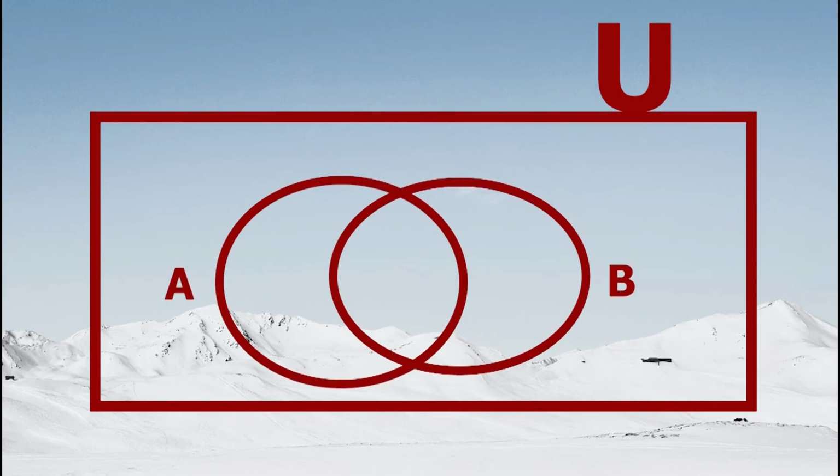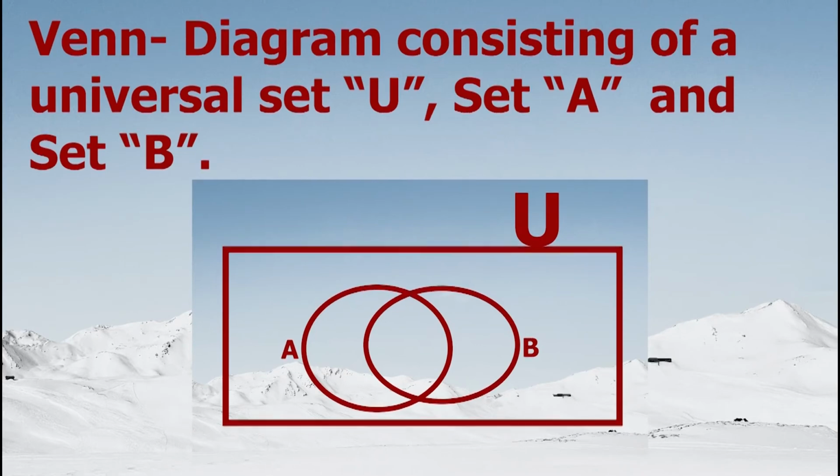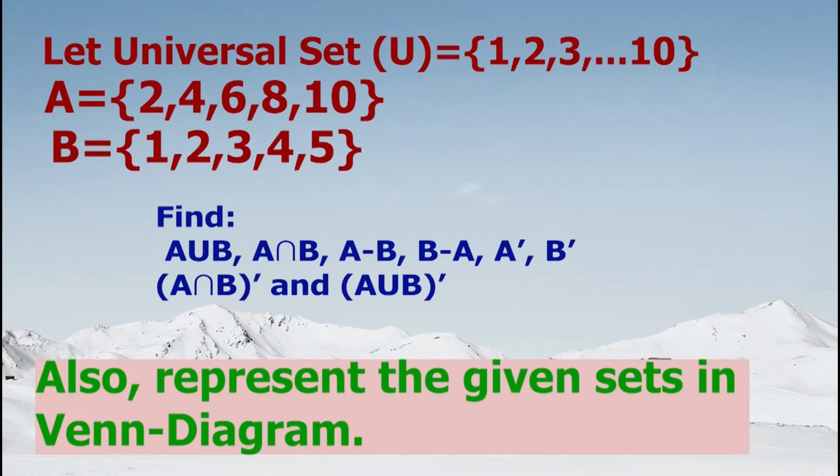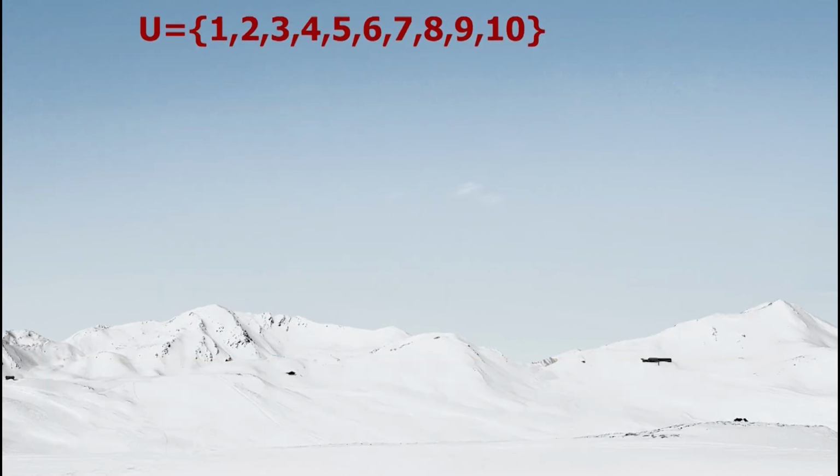Here we go. Here is a Venn diagram consisting of a universal set U, set A and set B. Let's implement the concept with a problem. Here, let the universal set U equals 1, 2, 3 up to 10. That means 1, 2, 3, 4, 5, 6, 7, 8, 9 and 10. There is a set A obtained from U whose elements are 2, 4, 6, 8 and 10. And there is another set B having elements 1, 2, 3, 4 and 5. We're gonna represent the given set in Venn diagram.